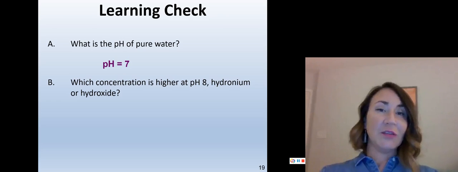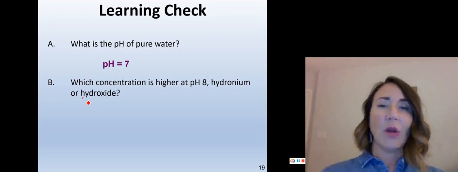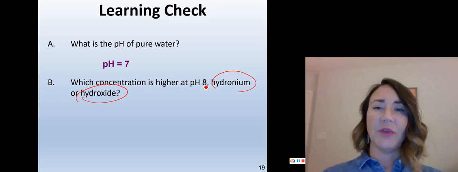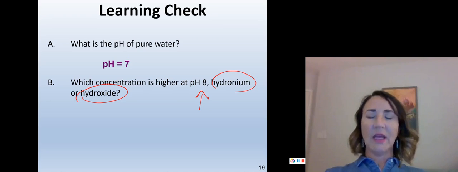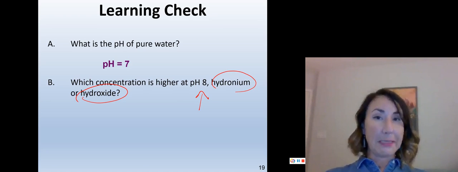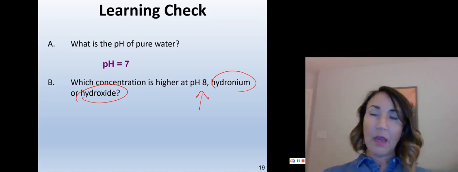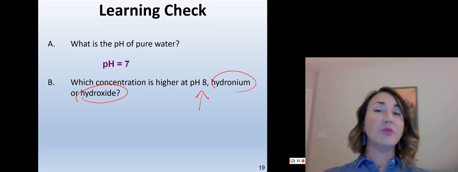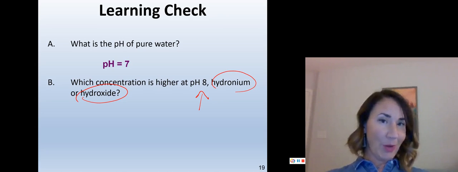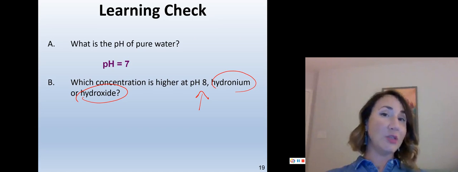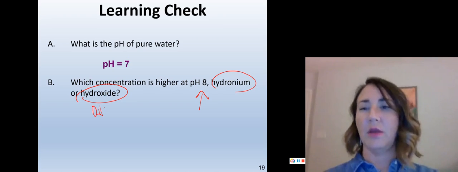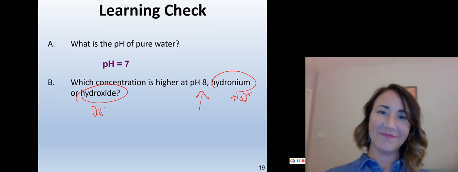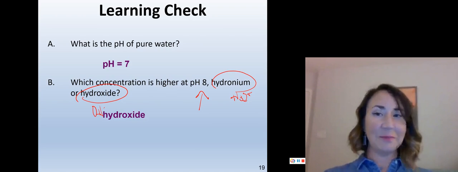And the concentration of hydroxide or hydronium at a pH of 8, which is greater? It's a pH of 8, and so a pH of 8 means it's going to be basic or alkaline. And so if it's alkaline, do you have more hydronium, which is H3O positive, or hydroxide, which is OH negative? And hopefully you said hydroxide.